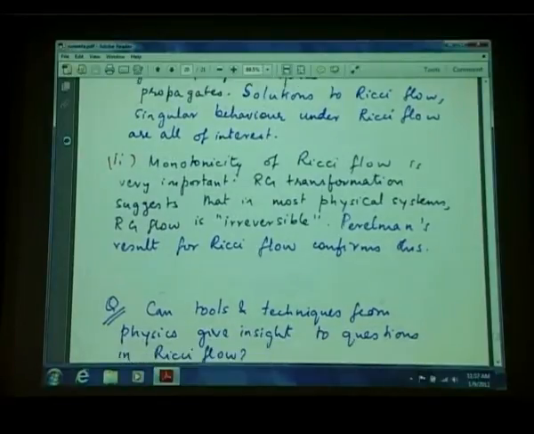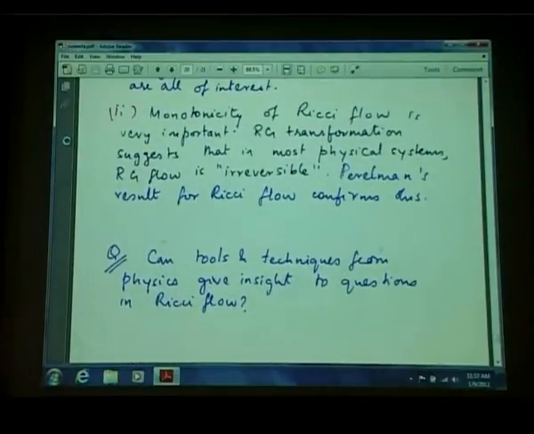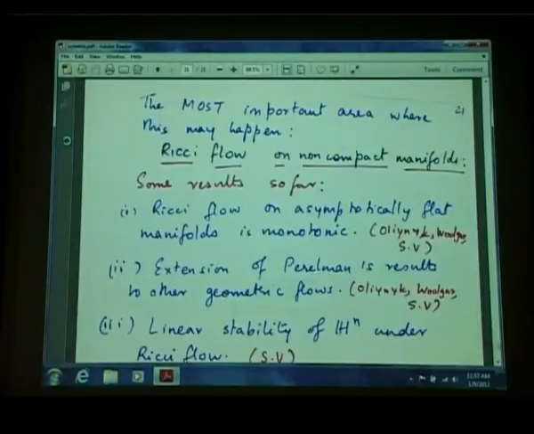So I have about 5 to 10 minutes, so I'm just going to use that to introduce my last slides, which is to ask this question: can tools and techniques from physics give insight to questions in Ricci flow? And my claim is yes. And the most important area where this may happen is Ricci flow on non-compact manifolds. A lot of the results of Perelman, Hamilton, and others were tailored to compact manifolds.